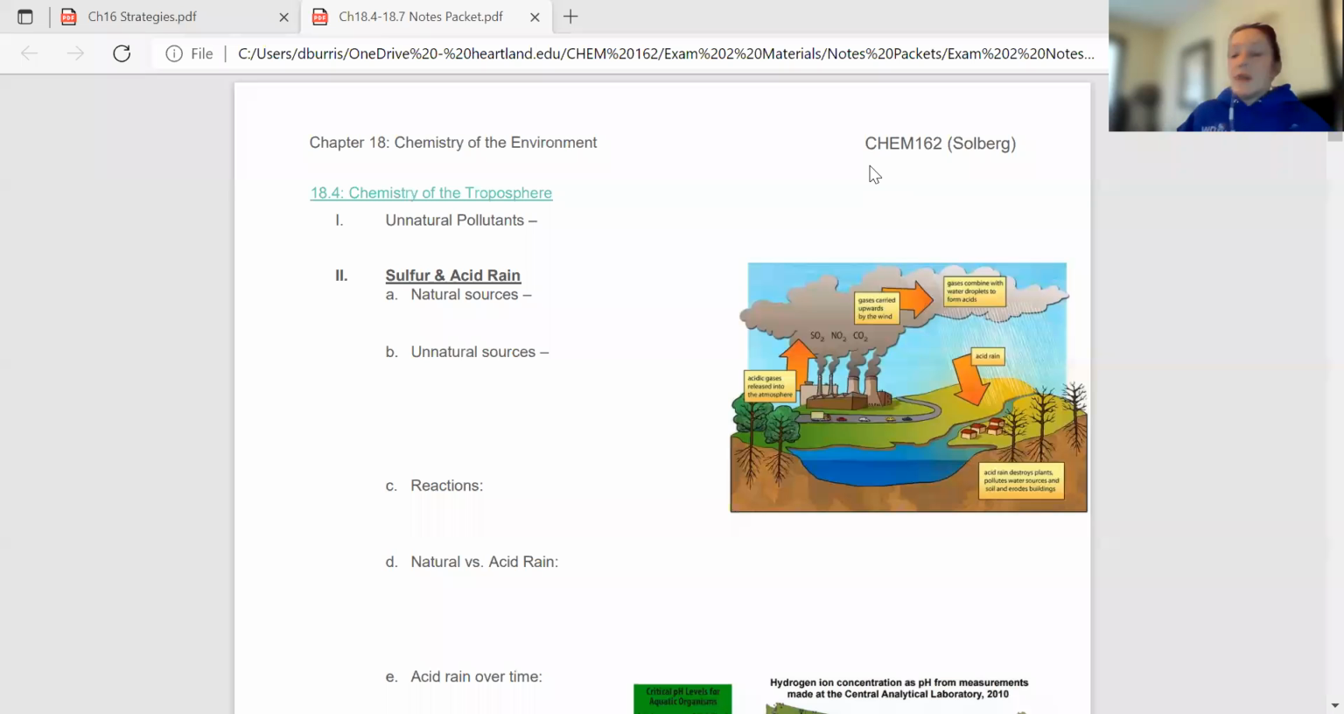So we are talking about chemistry of the troposphere today. This is obviously really important. We talked a little bit about the stratosphere on Tuesday, so we're going a little bit lower, closer to where we exist, and the things that affect us. We're going to talk about pollution and greenhouse gases and stuff like that too.